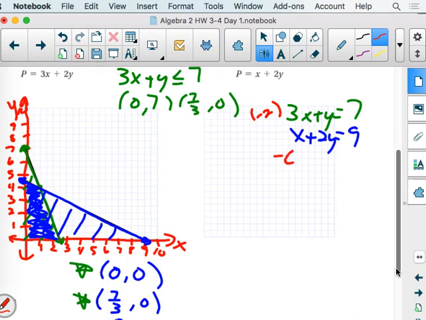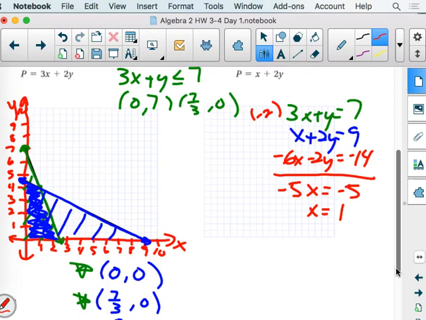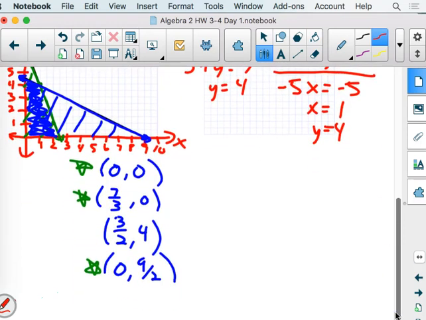So that would give me -6x minus 2y equals -14. And this will give me -5x equals -5, which ends up pretty good. So x was actually 1. And then if we put the 1 back in either one of these, we can very quickly get our y value. So, it didn't look perfect when I was graphing it, but apparently it perfectly lands at 1, 4. And now I'm absolutely certain about those.